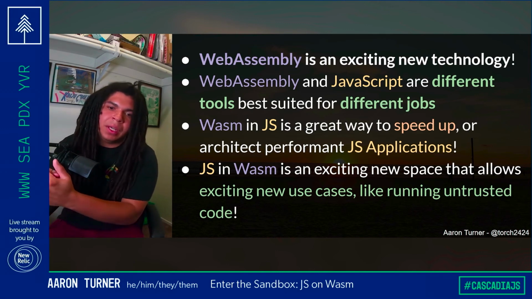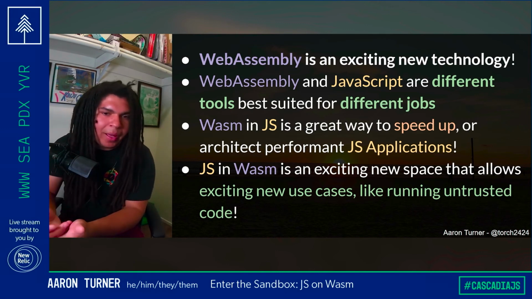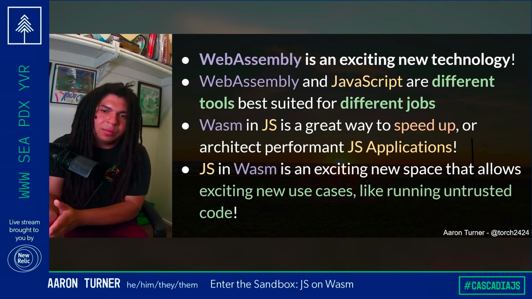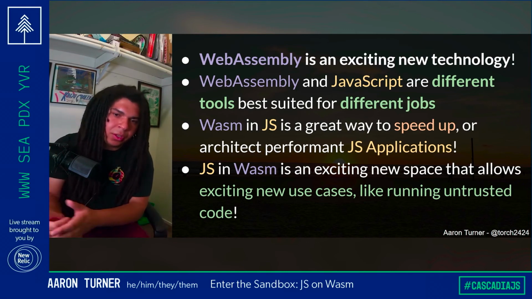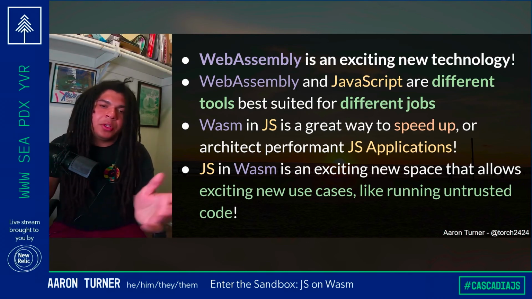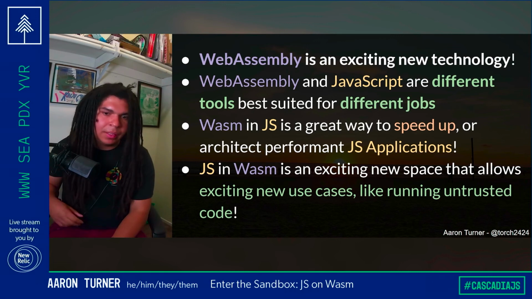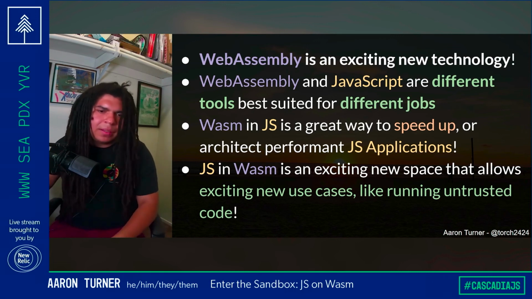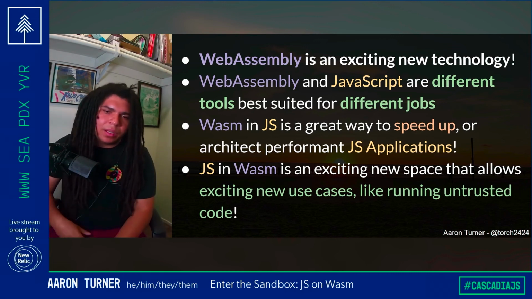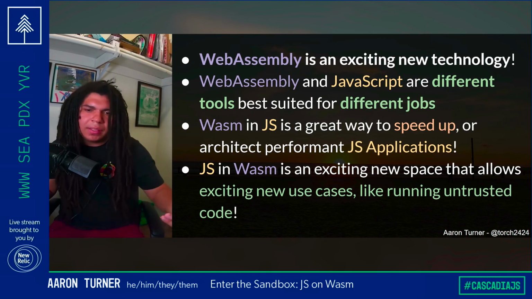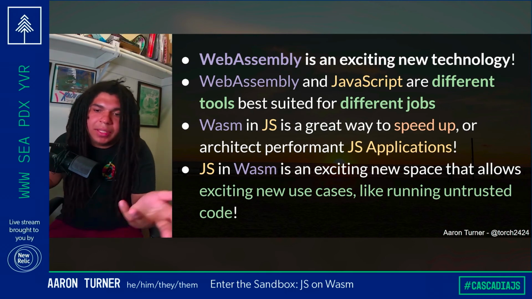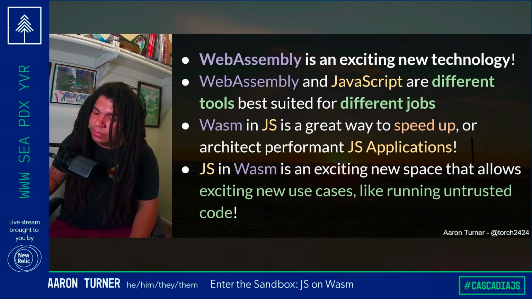Wasm inside of JavaScript is great for web apps. Replacing those JS hot paths with Wasm can greatly improve your app performance or allow architecting entirely new, very performant dependent heavy apps. And JS inside of Wasm, the other way around, is a really cool space because it unlocks all types of doors for new use cases, one of them being able to sandbox and securely and performantly run third-party code.